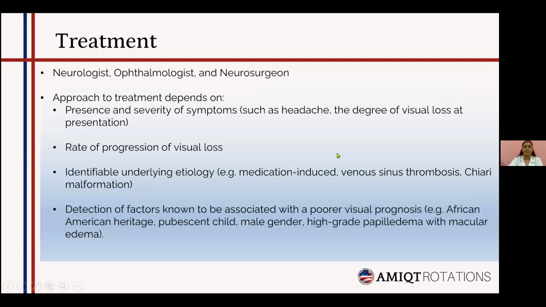Coming to the treatment aspect, the approach to the treatment mainly depends on the presence and severity of the symptoms. We look at the severity of the headaches and the degree of visual loss at the presentation and the rate of progression of the visual loss. And also it depends on whether we can identify an underlying etiology. If so, treat them accordingly.